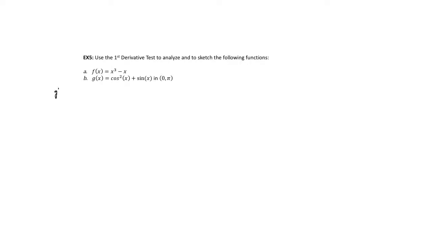So then g prime of x is going to be equal to, using chain rule, 2 cosine of x times negative sine of x, and then over here, plus cosine of x. It's very important to remember that we're only going to focus on the open interval from 0 to pi.